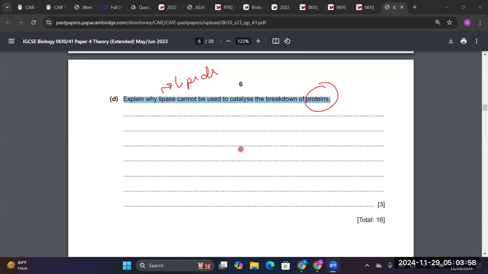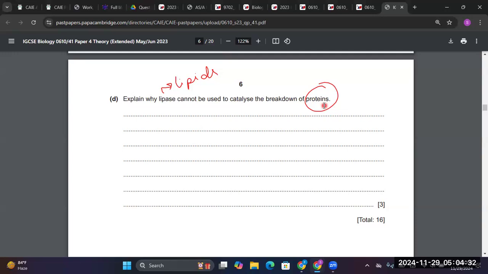So you are going to say over here that the enzyme lipase is specific for lipids only. The shape of the active site is not complementary to the shape of the proteins. Hence, proteins cannot bind to the lipase enzyme, so your enzyme-substrate complex will not form, and hence the reaction will not happen, or the proteins will not be broken down. Okay, so this is related to the entire lock and key theory.